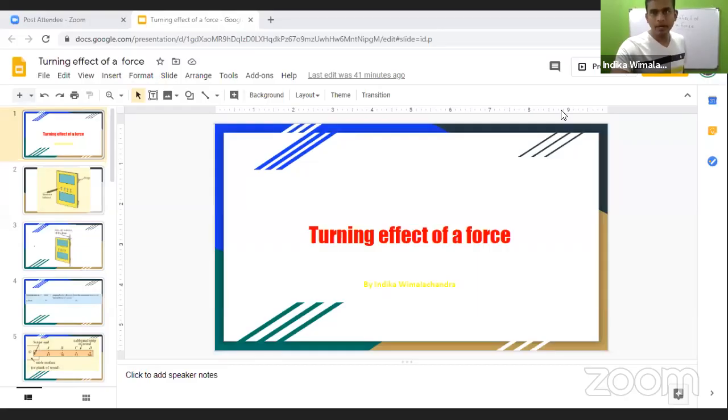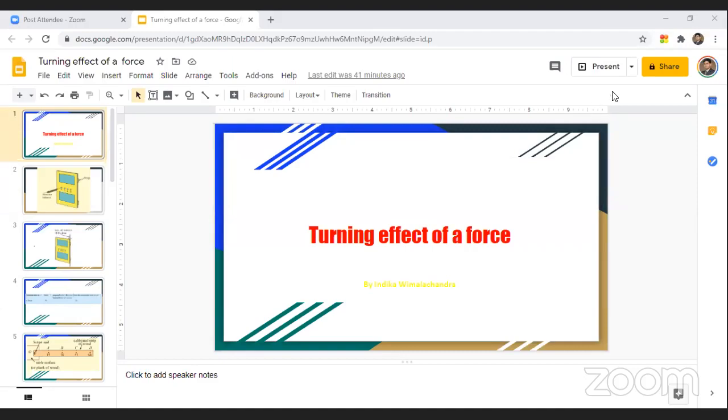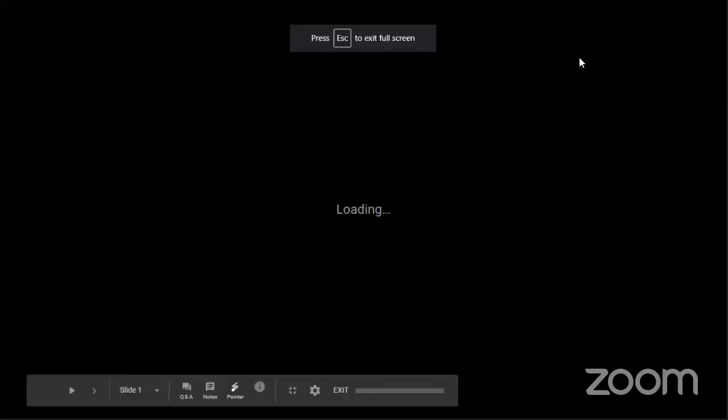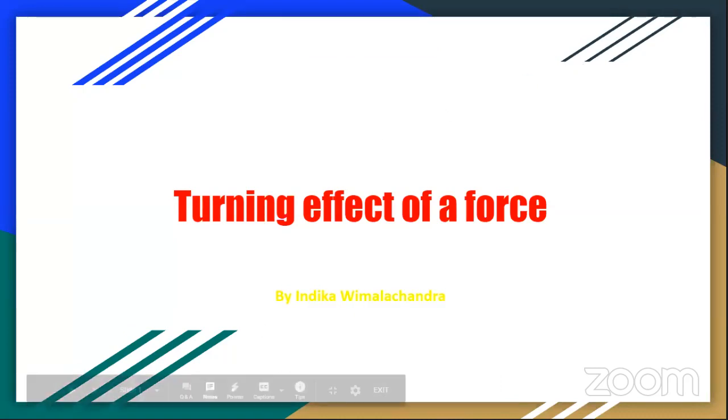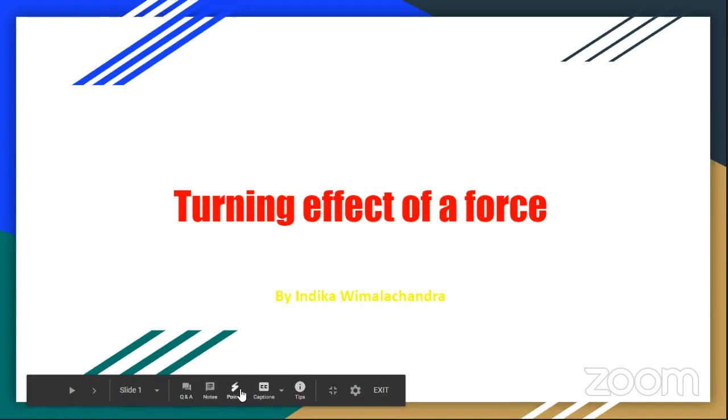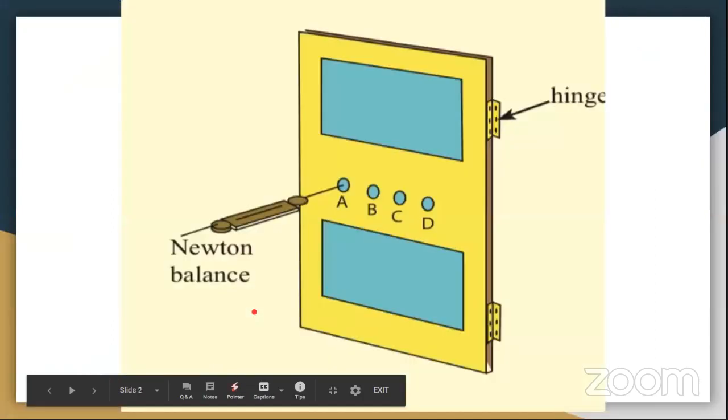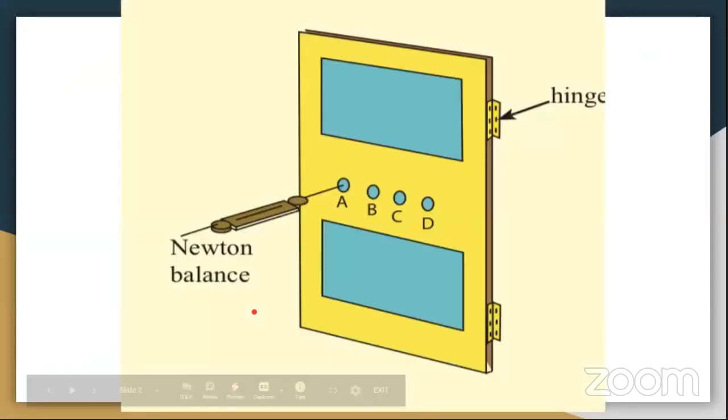I'm going to share my screen, right? You can see my screen now, right? Look at this. Our topic, grade 10, unit number 11, turning effect of force. Now you can see the diagram here.